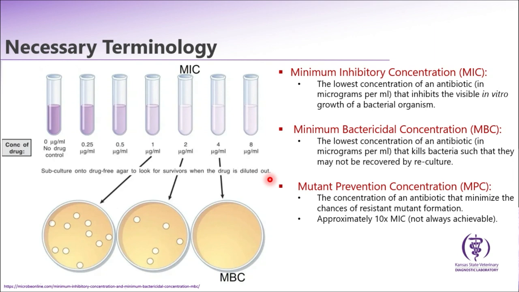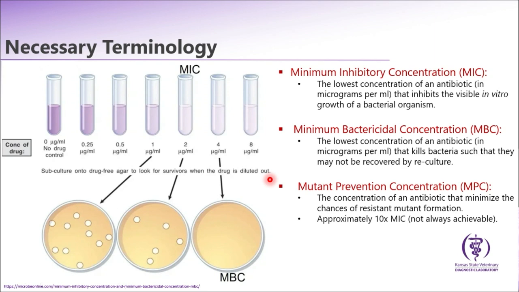And then we have the mutant prevention concentration, or the MPC, and this is the concentration of the drug that is required to inhibit the development of mutants, right? This becomes very important when we're dealing with immunocompromised patients. We want to stay above the MIC as long as we can to protect those patients from any possible mutant development. And the MPC is usually around 10x of the MIC.